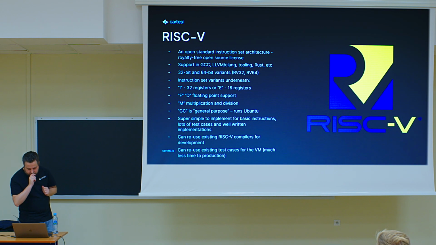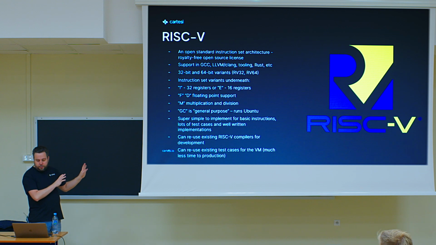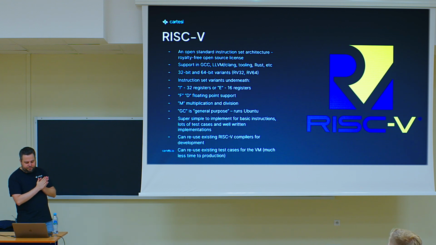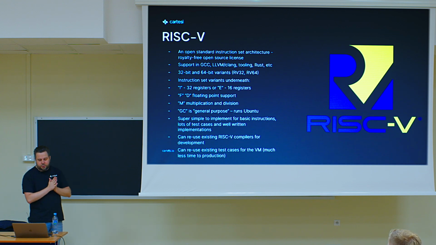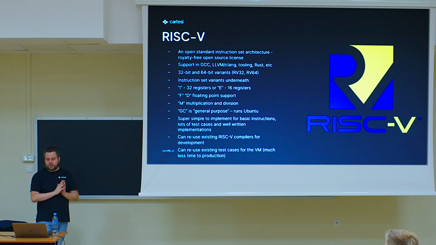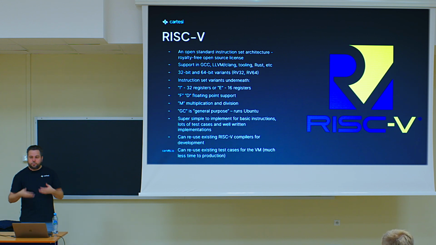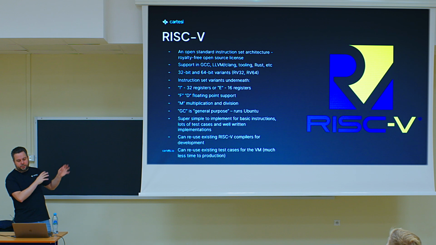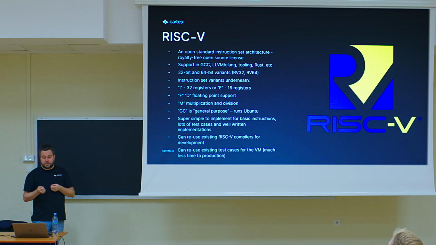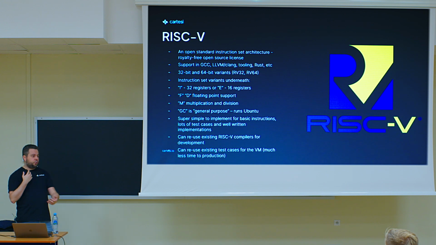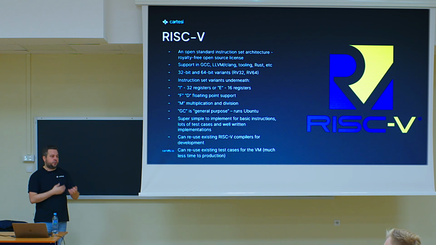So I'll now jump to a little more my topic here, right? I want to talk a little bit about RISC-V. I'm going to presume you don't really know what it is, but it's an open standard instruction set architecture. It has an open source license. You don't need to pay to use it. There's tooling support in all major compilers, in Rust, in binutils. There's 32 and 64-bit variants, and also 128, but it's not completely sealed.